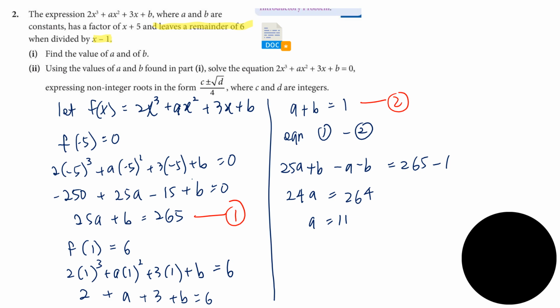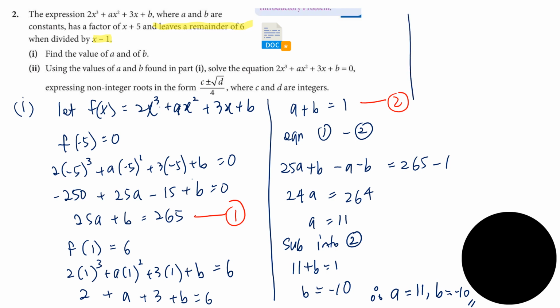Okay, then sub into equation 2. So 11 plus b equals 1. b is -10. Okay, so therefore, to conclude my answer, a is 11, b is -10. This is my answer. Okay, so this is your part 1. Okay, now how do you do your part 2?